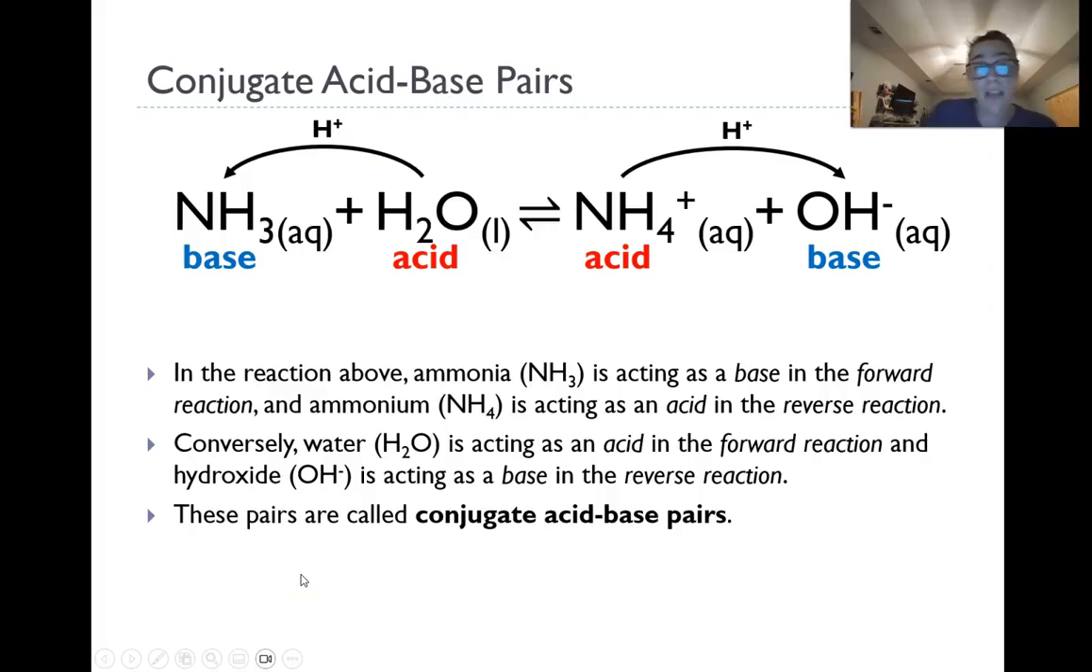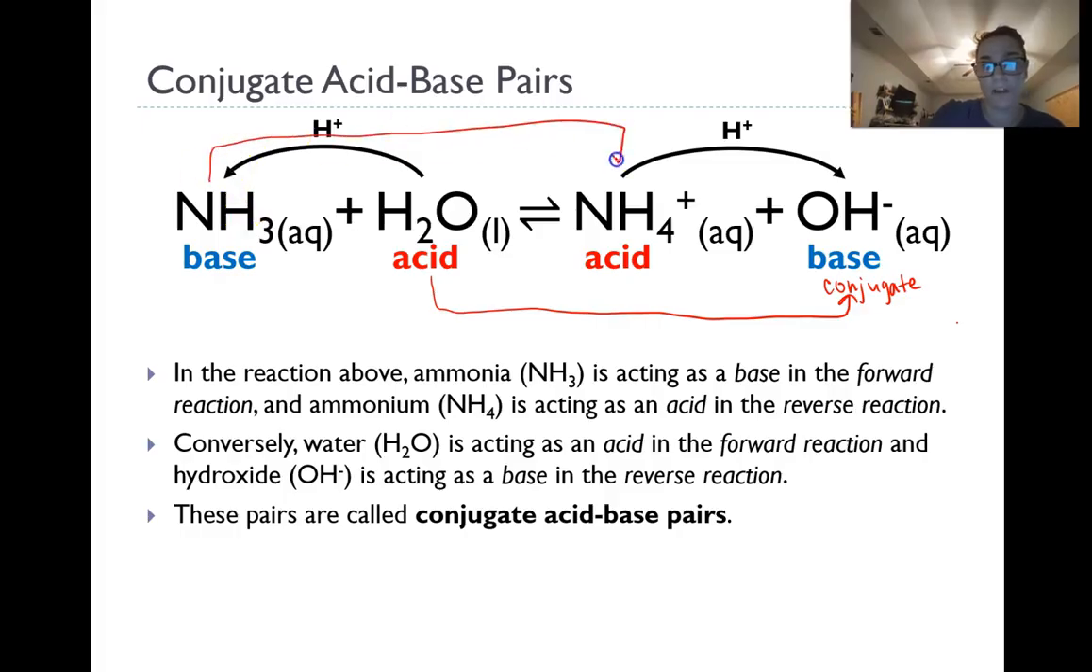So these pairs, where one acts as an acid and the other acts as a base, are called conjugate acid-base pairs, because this is Bronsted-Lowry theory. In Bronsted-Lowry theory, the acid that gives its proton forms a conjugate base, because this is what happens after the acid gives away its proton. Therefore, the base here, the ammonia, after it accepts the proton, forms ammonium.